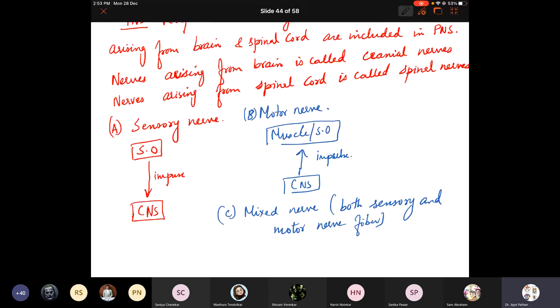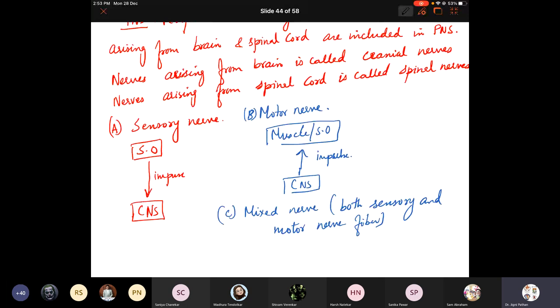The nerves arising from the spinal cord are called spinal nerves. So they are sensory nerve, motor nerve, mixed nerve. Sensory nerve is from the sense organ to the CNS. The impulses carried from the sense organ to the CNS is sensory nerve.